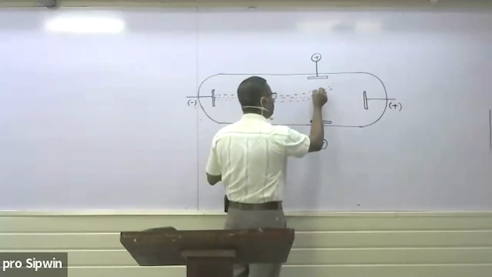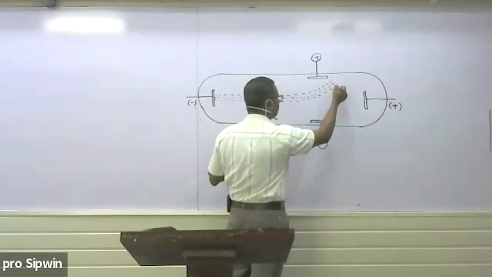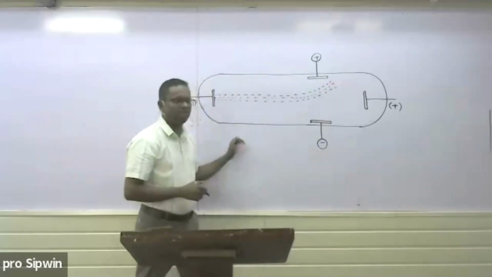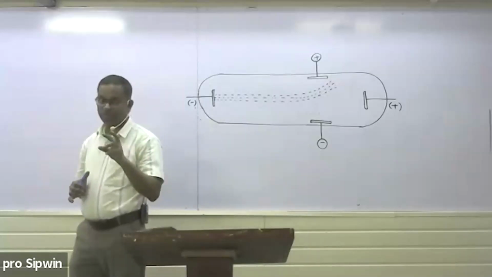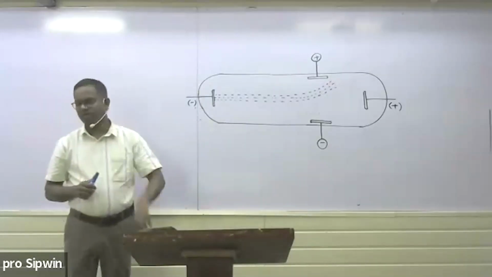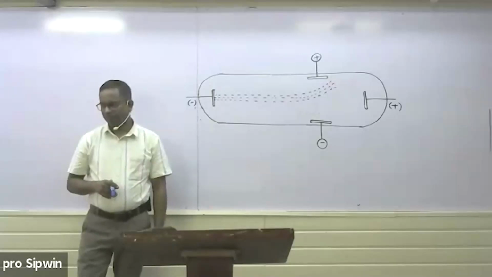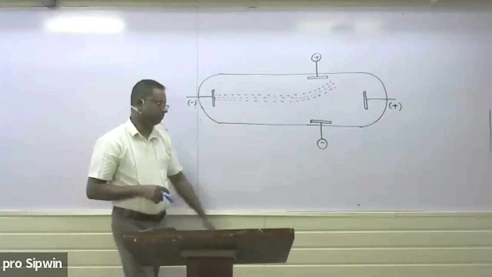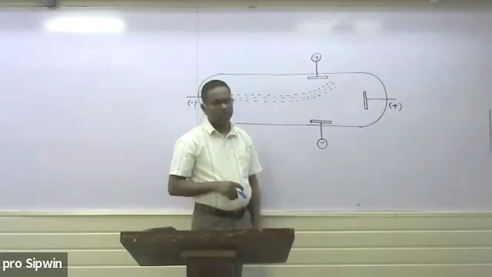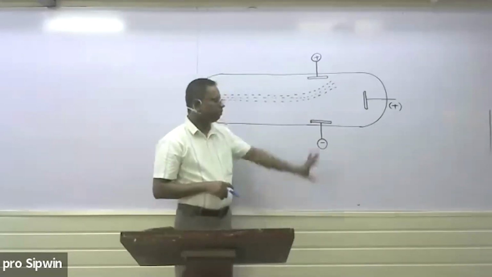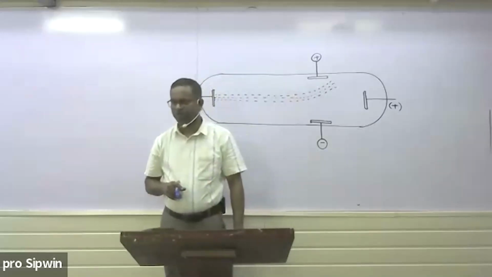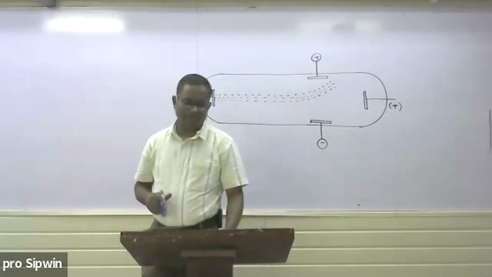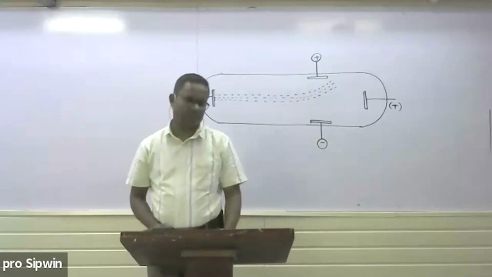So they change their path in the direction of the positive plate because of that. This confirms the earlier particle character: the cathode rays consist of negatively charged particles. Then, to confirm this idea, he also used a magnetic field. We'll check what happened there after this.